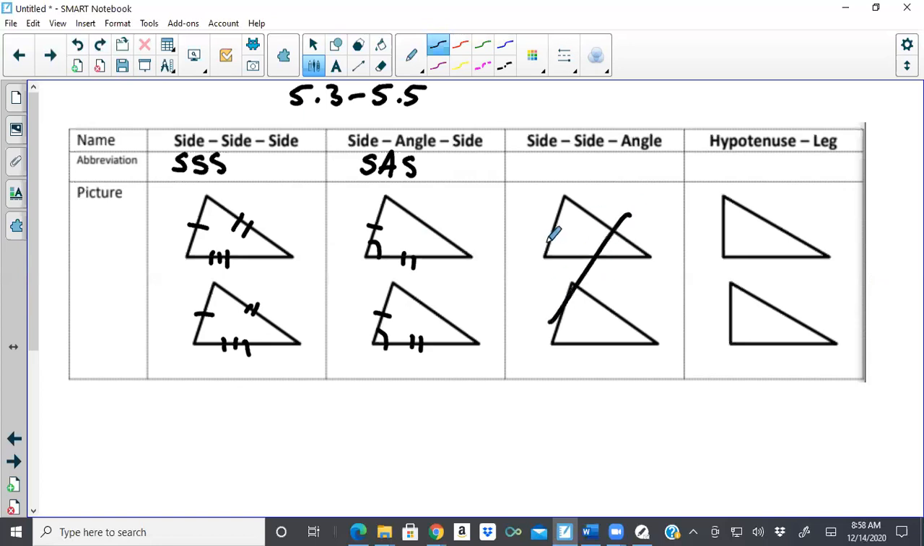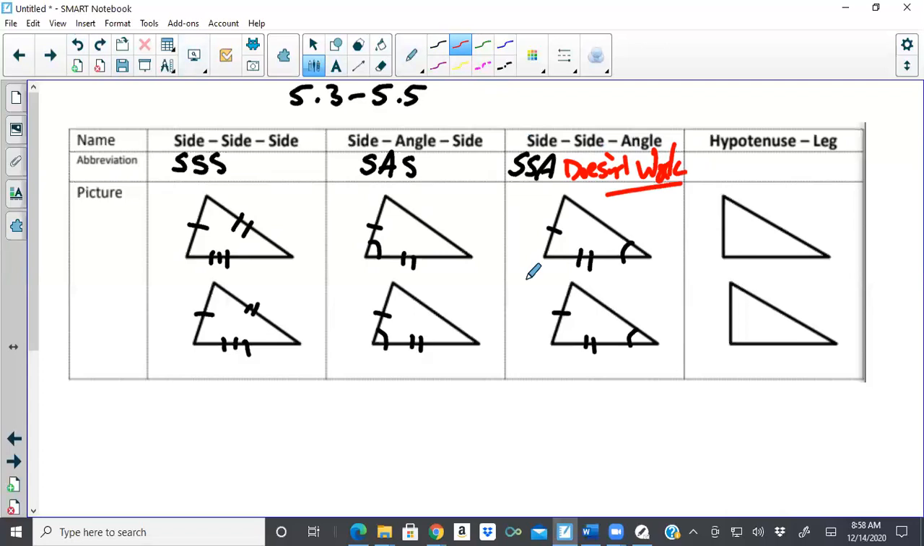This one does not work. It does not work, okay? It is SSA. So this way doesn't work. I guess don't cross this off. I'm going to put in a big note here in just a second. So this one looks like side, side, angle. This one does not work. I'll put that in red letters here. You can't use this method.